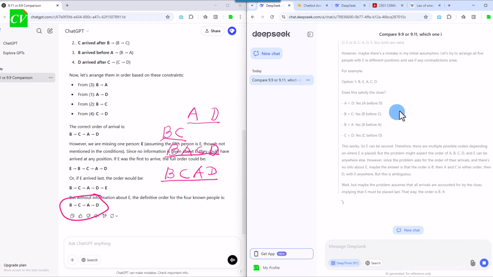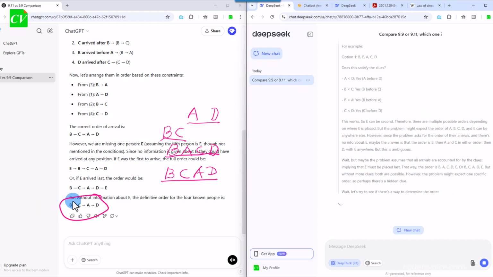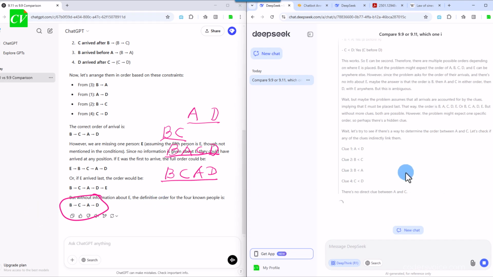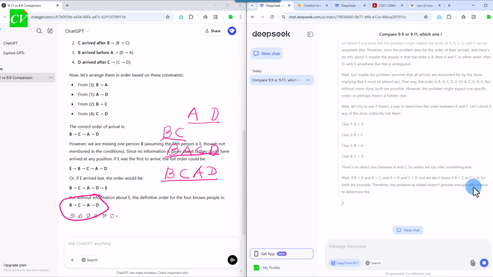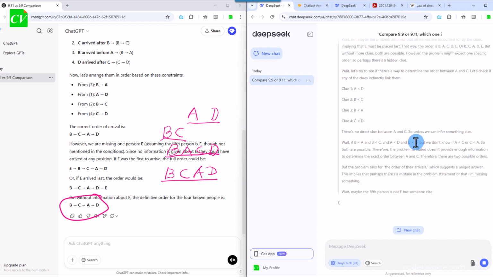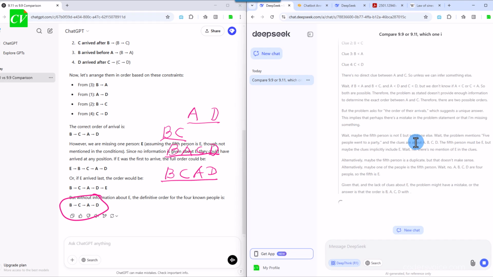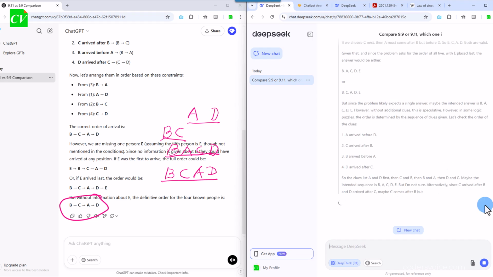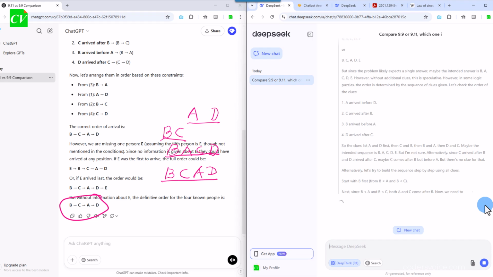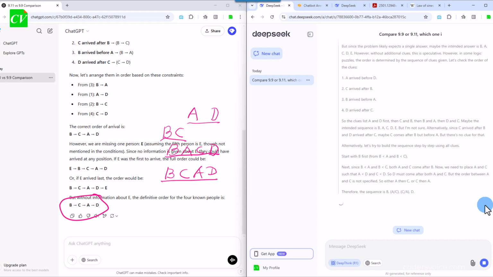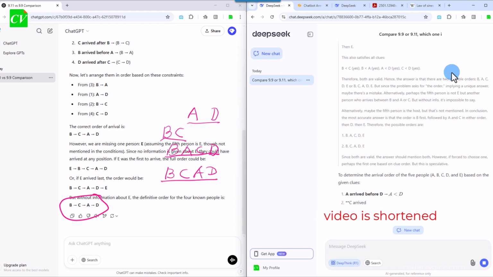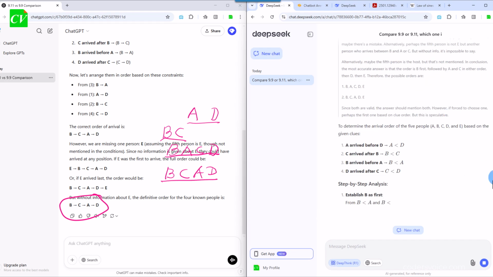So you may see DeepSeek takes a much longer time than ChatGPT because it gives all this reasoning process, and also because they may have the best of the GPU. It seems DeepSeek has a long and complex thinking. Okay, now it gives an answer.